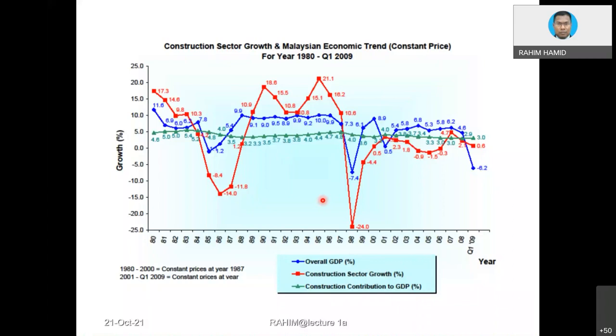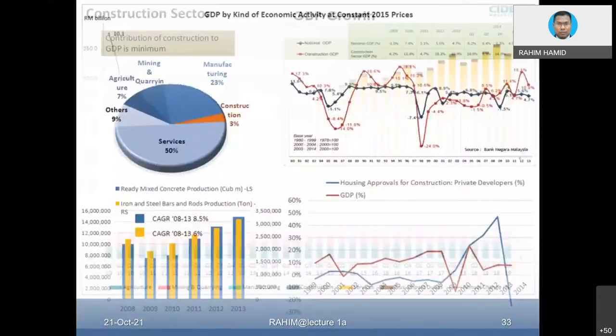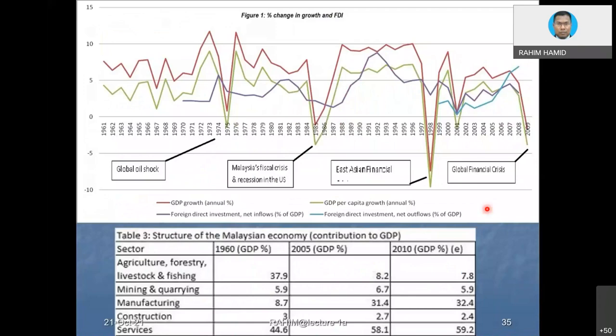If you look at the figures, for instance, from the year 1960 until 2010, we can see that other industries, for instance manufacturing, grew from 8.7 until 32. So that is a big growth. Even services also grew bigger and bigger. But construction basically remained in the range of 3 to 5%. So not much improvement in terms of construction industry growth.